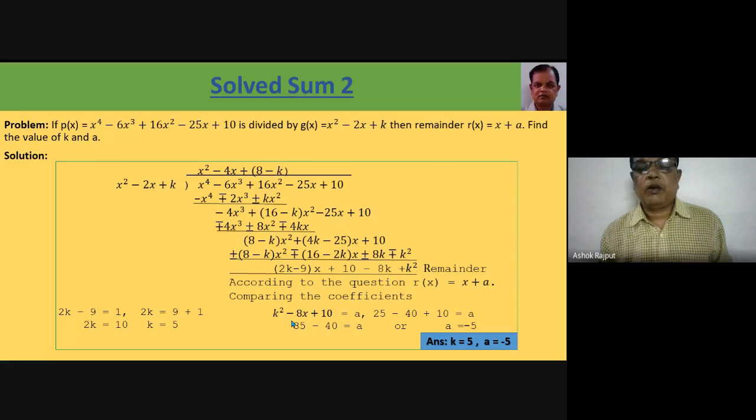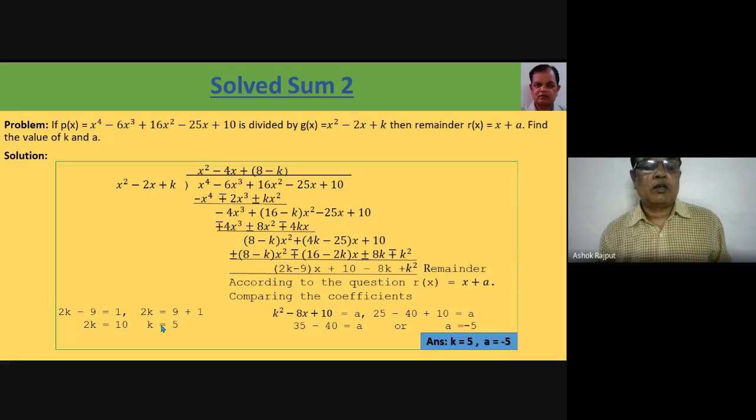So we will compare remainder to remainder. As we have written here also, 2k minus 9 plus here, k square minus 8k plus 10. It is first term to first, because here coefficient of x is 1. So we have written here 1.